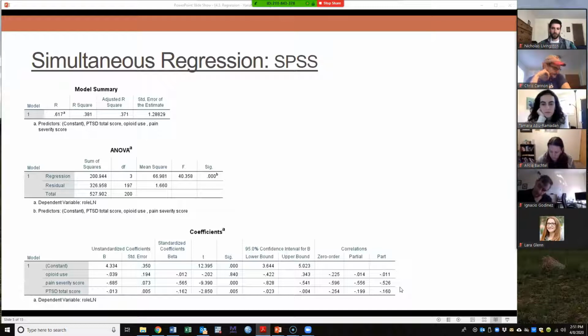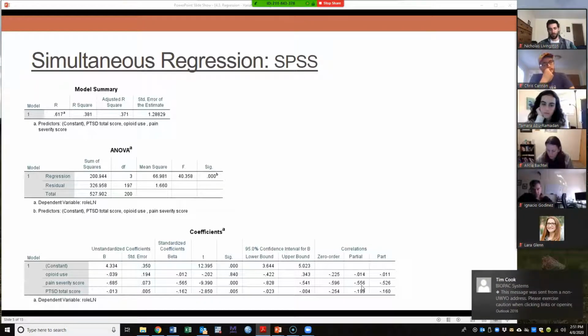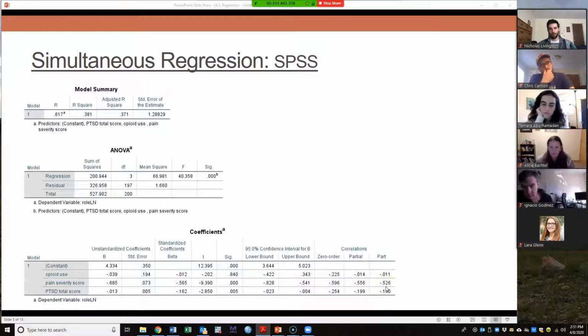The partial correlations are important for effect size and power analyses and things like that. But what we're talking about there is, so what did I say? This was 30%, let's say. So 30% of the residual variability in the natural log of role functioning, controlling for opiate use and PTSD, is attributable to pain. Okay, but if I say about 28% of the total variability in the outcome is uniquely attributable to pain, that kind of makes more sense to me. Or it's easier to wrap my head around. Does that make some sense?